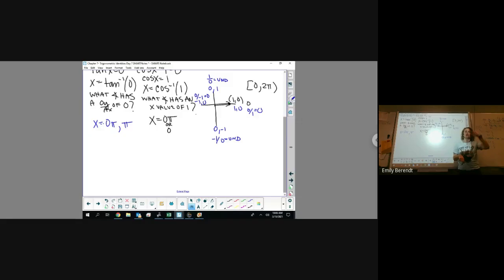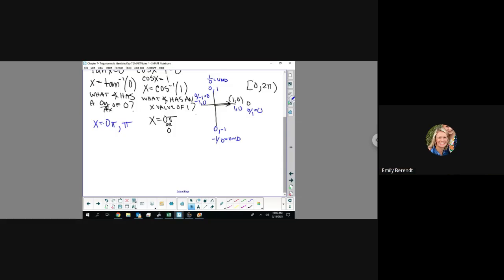On the last problem, how many answers did we have? We just had one, so we got to write x equals 3 pi over 2. On this one, we have two different answers. We have 0 pi and 0 pi again.